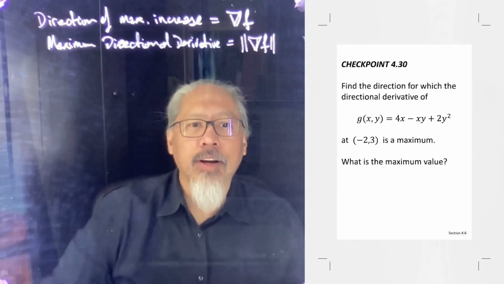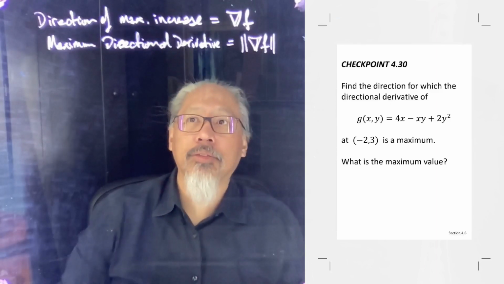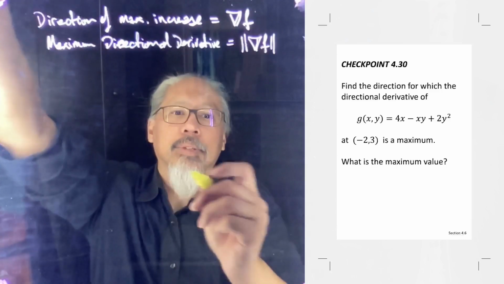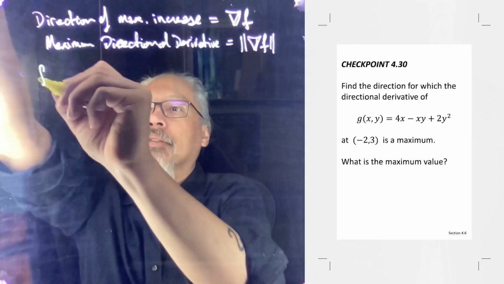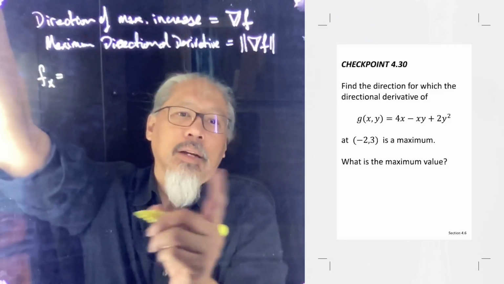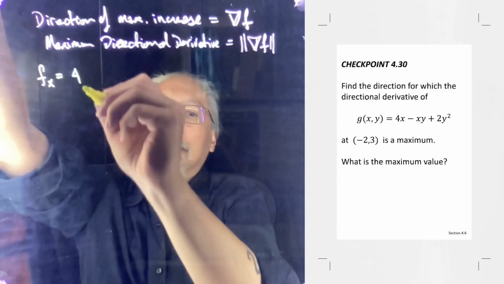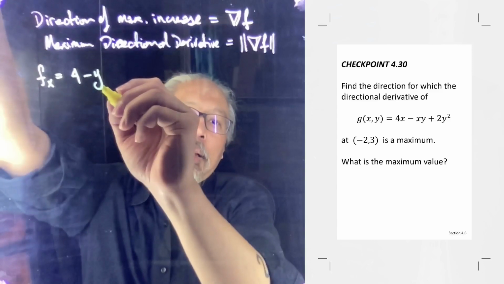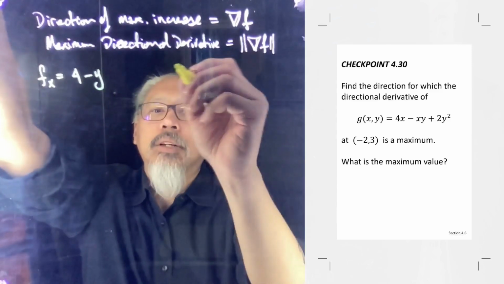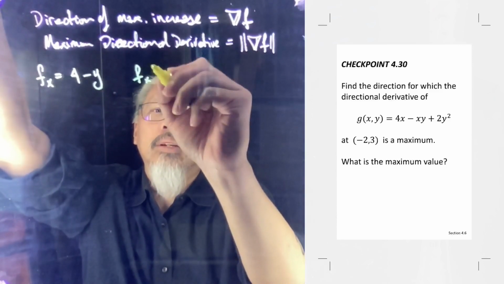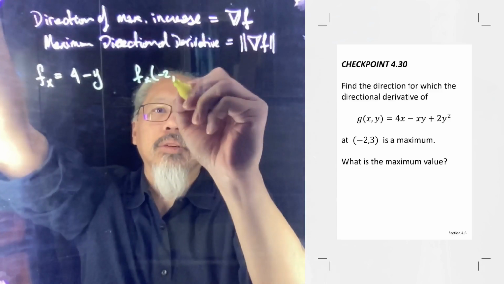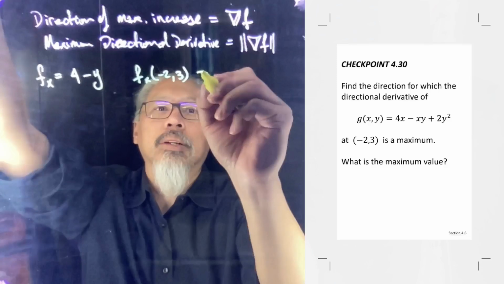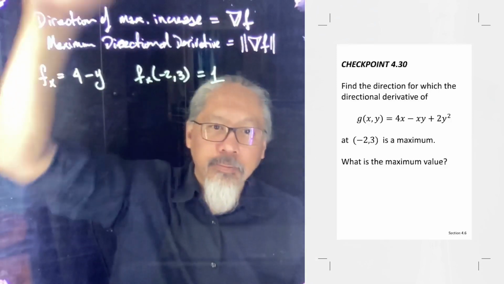So all we have to do is find the gradient at the point -2, 3. So let's find those pieces for the gradient. f sub x, with respect to x, the first term is going to be 4, and then the second term is -y, and then the third term is 0. And we want to evaluate this at the point -2, 3. So let's put 3 in there. 4 minus 3 is 1.